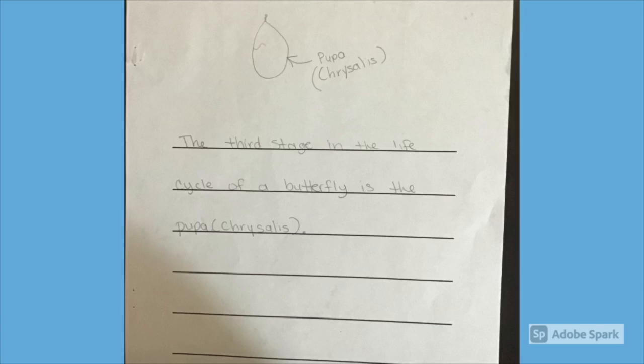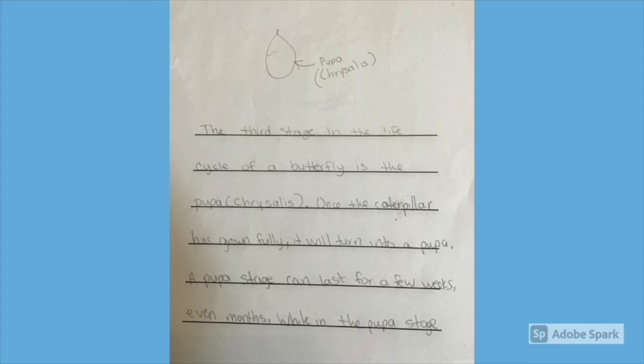So once the caterpillar has grown fully, it will turn into the pupa. Oh, and maybe I can even add a time sentence here. A pupa stage can last for a few weeks or even maybe a few months. While in the pupa stage, it will form a hard case to protect it from predators. The caterpillar is transforming inside the pupa. Let me add that now. Oh no, I added more words, but now I've run out of space.